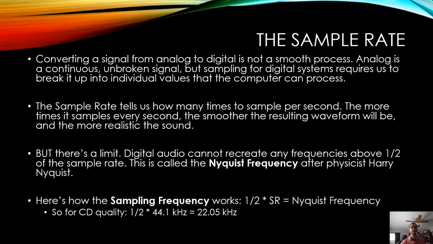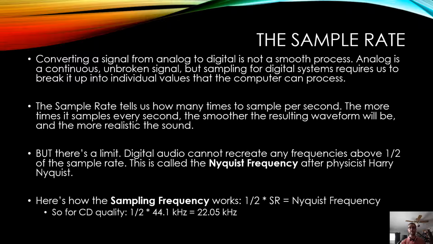So converting a signal from analog to digital is not a smooth process. Analog is continuous, unbroken, constantly changing and fluctuating, but sampling for digital systems requires us to break it up into individual discrete values that the computer can process. The sample rate tells us how many times we sample per second, and the more times per second that we sample, the smoother the resulting waveform will be and the more realistic the sound.